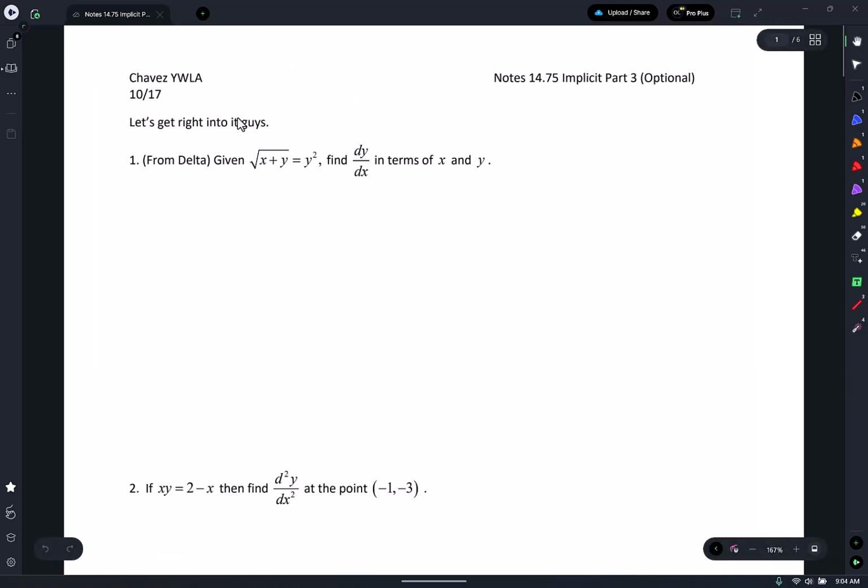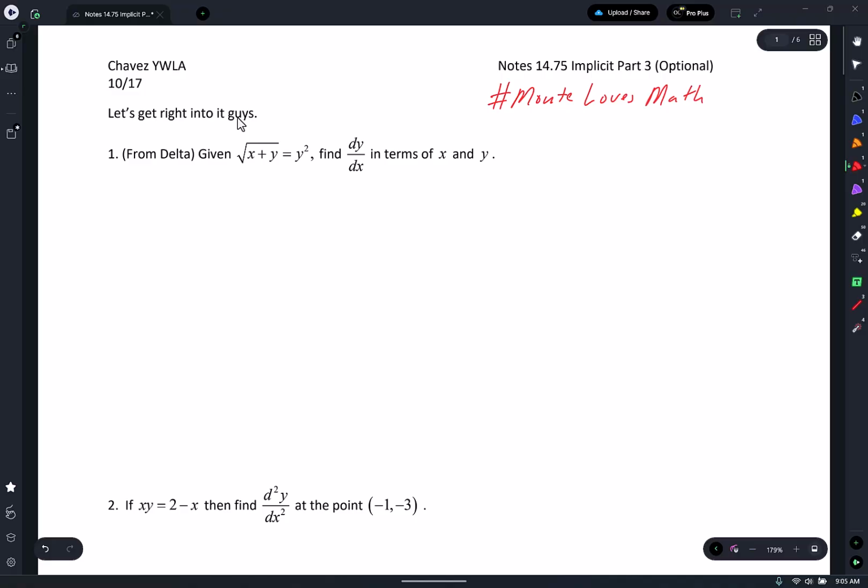Here we go, guys. Today's hashtag shout out to Monty. Monty loves math. Whenever you see Monty, tell her she's in today's hashtag.